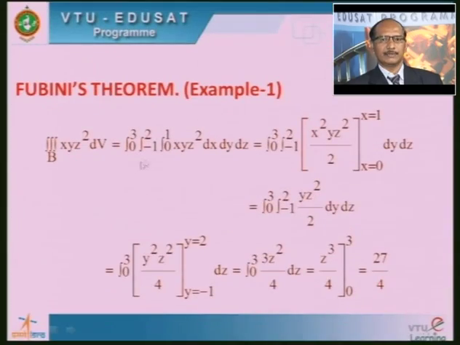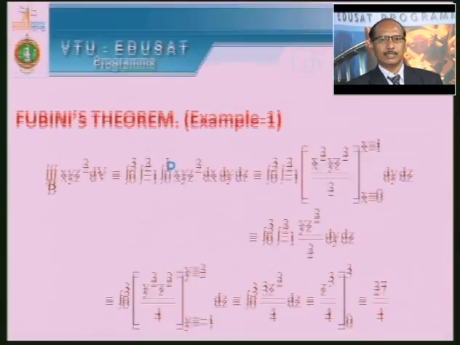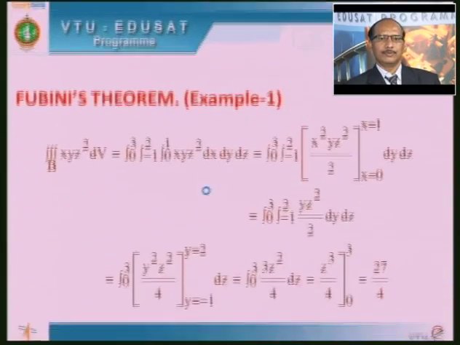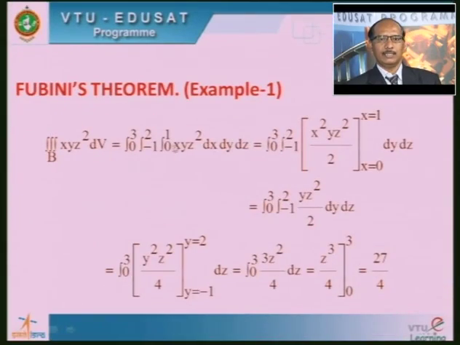Then the limits of integration: the inner integral is x, its limits are 0 to 1 here. The y limits are minus 1 to 2, so the next integration is with respect to y, its limits are the second set, minus 1 to 2. The third integration is with respect to z, its limits are 0 to 3. If you want to change the order dx, dy, dz to any of the other 5 possibilities, accordingly you change the limits of integration, then evaluate.